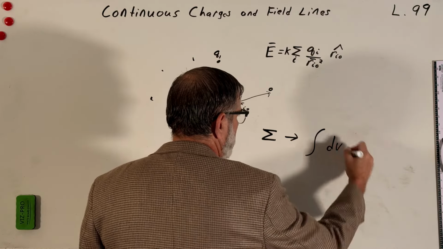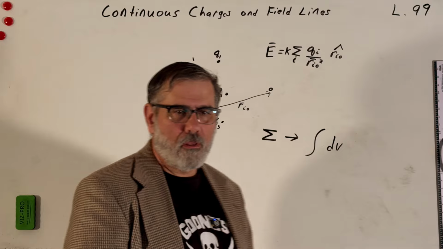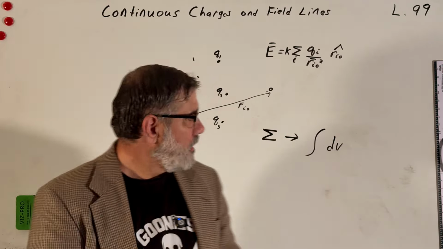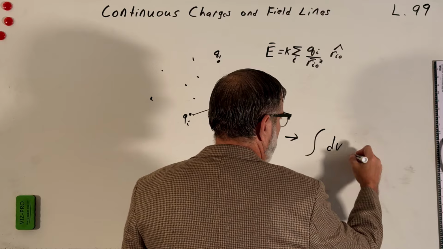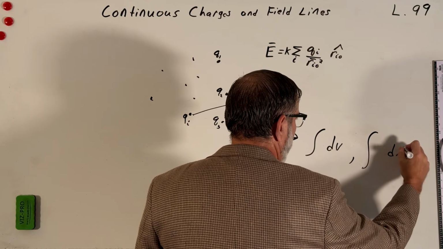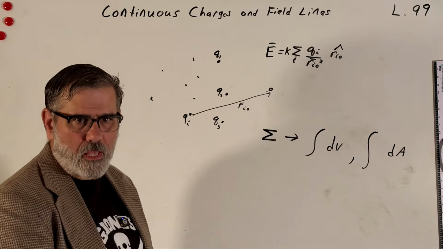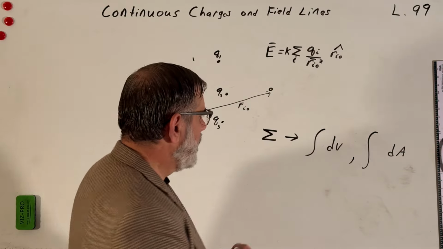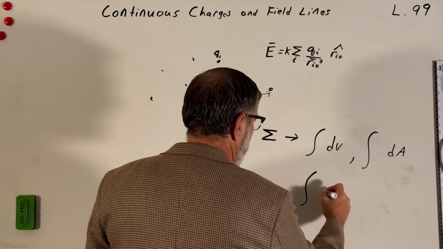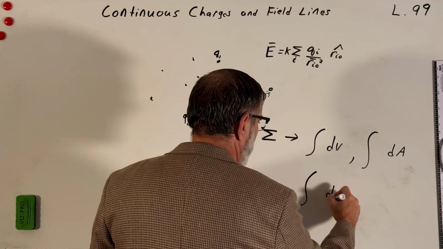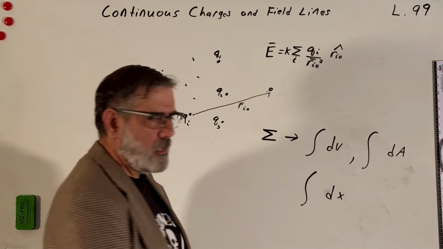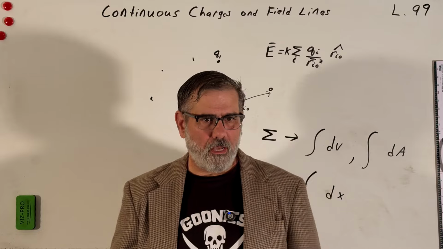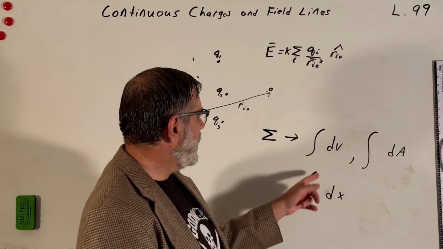Over volumes, if it's a three-dimensional space, like I'm asking what's the charge on this sphere. Or it could be an integral over an area, if it was, say, the charges that are distributed on a flat sheet of metal. Or, of course, it could be the integral over a single direction. So if it was a wire, and we're treating that wire like a 1D object.